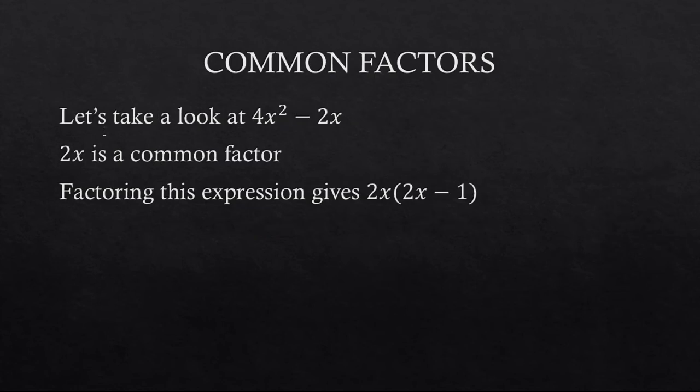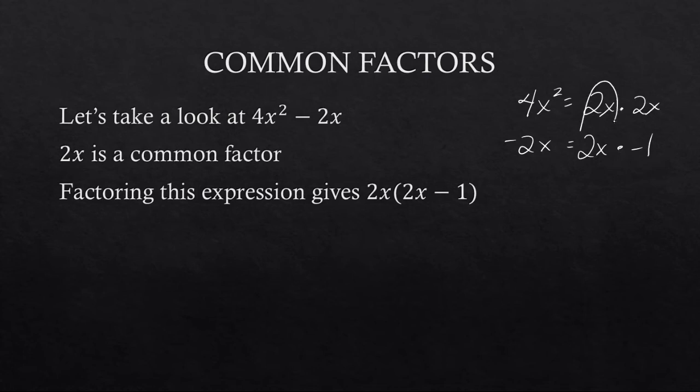So looking at common factors, let's take a look at 4x squared minus 2x. So 2x is a common factor. If we look at what 4x squared multiplies up to, it's 2x times 2x. And a negative 2x is 2x times a negative 1. So what's the common factor? What factor do they both share? Well, they both share a 2x. So this is essentially what we can take out of this problem here. 2x is a common factor.